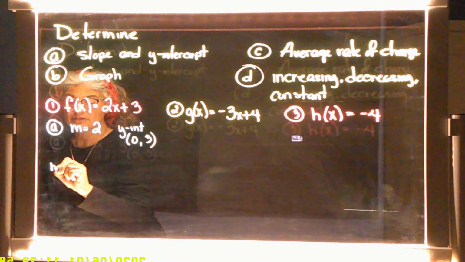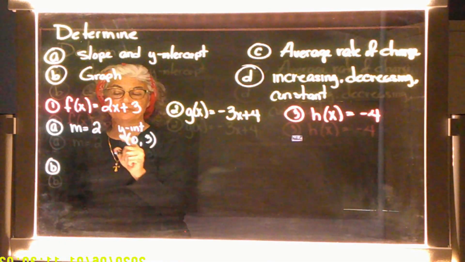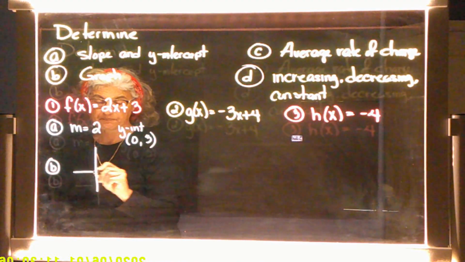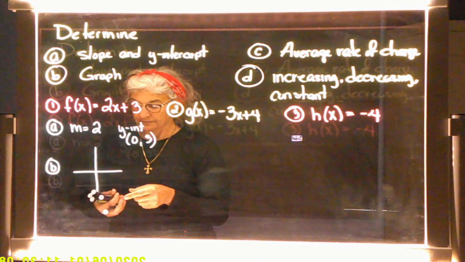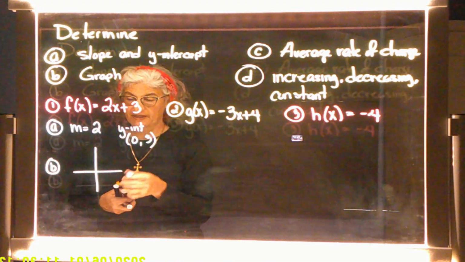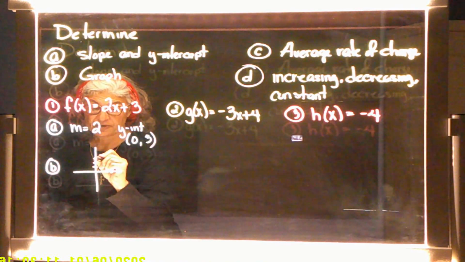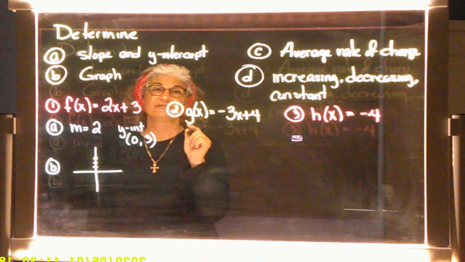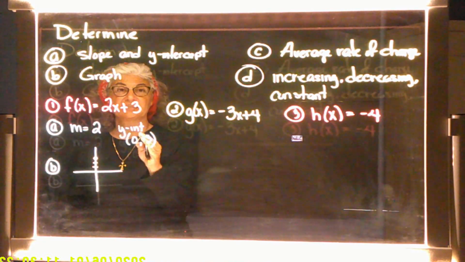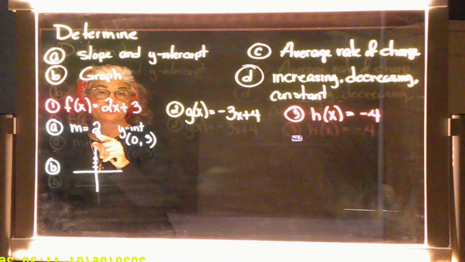Part B wants us to graph it. Well, we can graph it with these 2 pieces of information we found in Part A. So we need to remember how to do that. They only gave us 1 point, and the 1 point they gave us was (0, 3). So here is (0, 3). And I need to find a second point so that I can connect the dots and come up with the line.